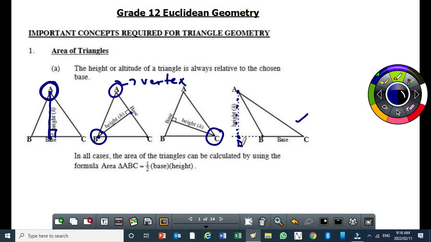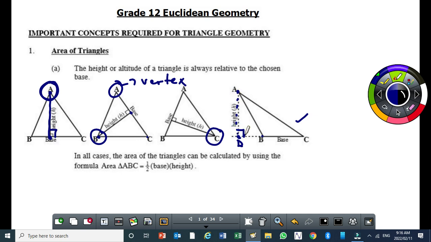So you've heard about that language, right? So BD is BC produced. So that point D, point B, and point C will be collinear. Remember, I did collinear points in analytical geometry. So point D, point B, and point C will be collinear. I draw a line from vertex A perpendicular to BC or CD, then that line will be my height.